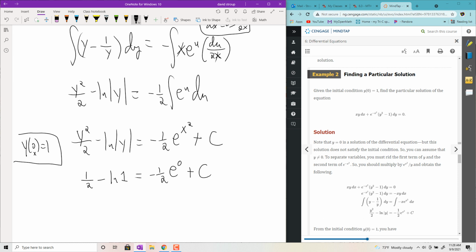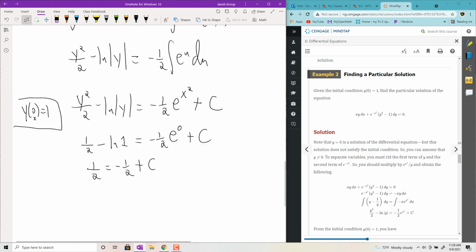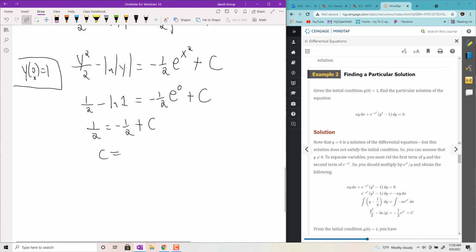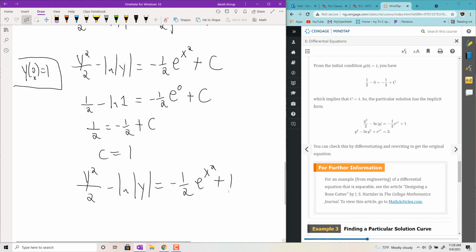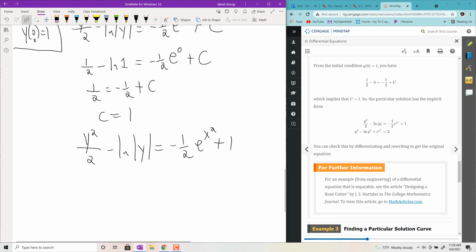So let me rewrite that. So I'll have 1/2 equals negative 1/2 plus c. Add 1/2 to both sides, and you get c is 1. So our particular solution: y squared over 2 minus ln absolute value of y equals negative 1/2 e to the x squared plus 1. So that would be your particular solution. They put everything on one side and get rid of the fractions. That's not necessary. You don't have to do that. If you want to, that's fine.